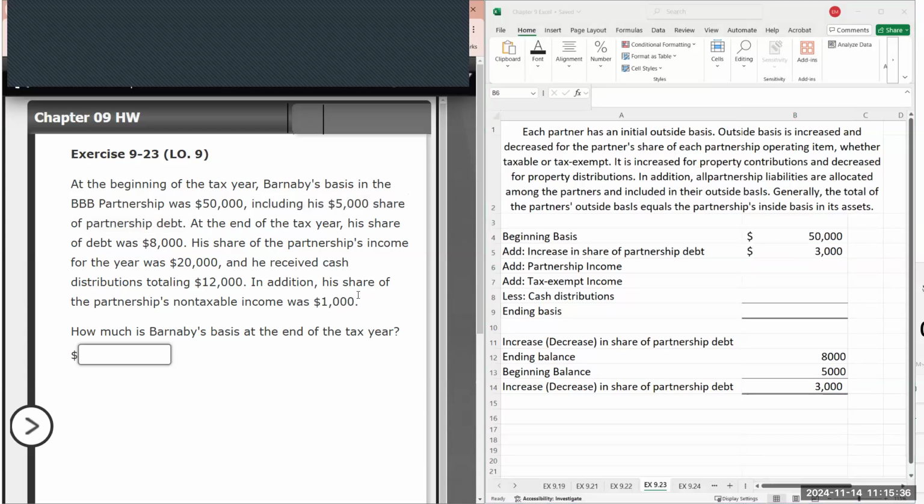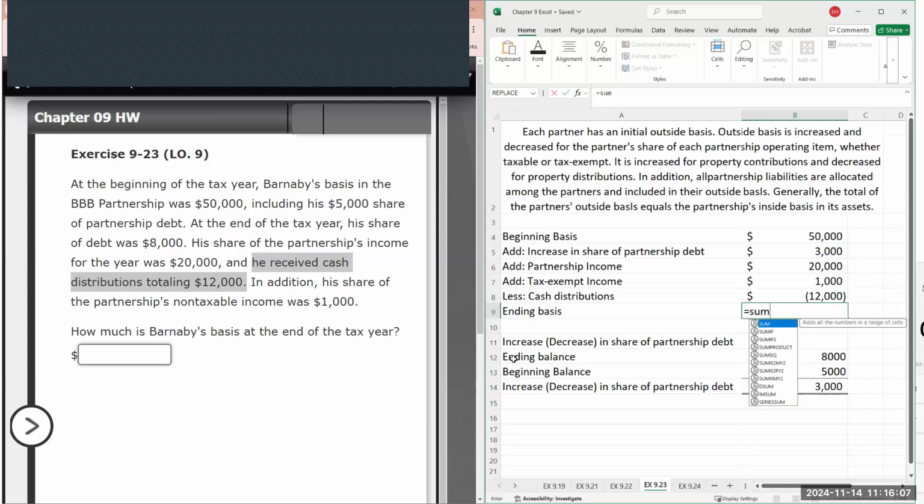Next from there, we need to factor in, what was the partnership income? It lets us know that his share of the partnership income was $20,000. This amount is going to be added. It also tells us that there's some non-taxable income of $1,000 that is going to be added. And then it lets us know that he received a cash distribution of $12,000. So this distribution is going to decrease his basis. Therefore, his ending basis would be as follows.